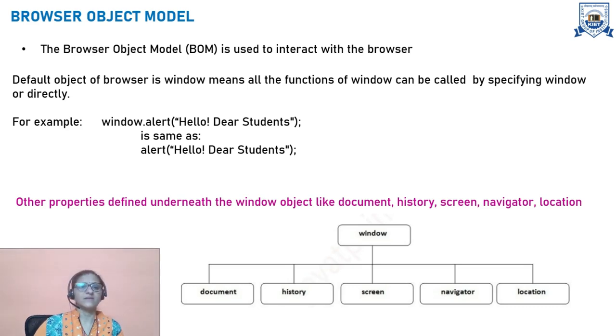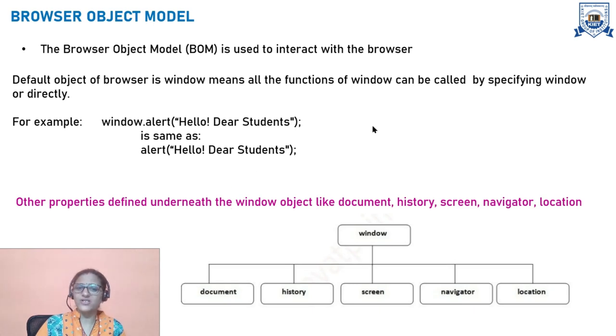Next, the Browser Object Model. This Browser Object Model is used to interact with the browser, all the activities that are performed with the help of the browser. So the default object of the browser is window, because everything is displayed in the window of the browser. So it is the default object of the browser.